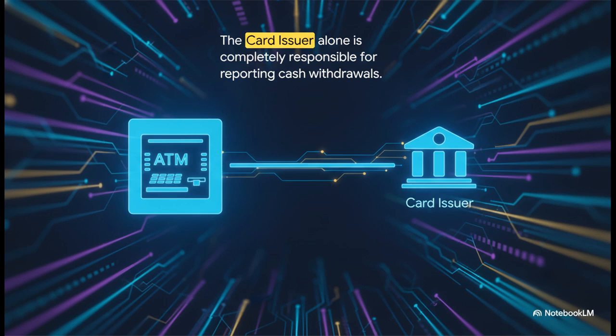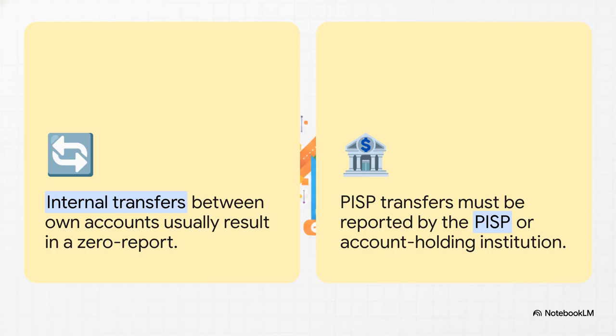Nice and easy. Now, you really have to actively differentiate between internal own account transfers, say a user moving money from their checking to their savings account within your banking app, and transfers initiated by a PISP. Those internal transfers actually fall under a specific PSD2 exception and usually just result in a zero report. But for PISP transactions, the payment initiation service provider themselves or the account holding institution acting as one must report the data depending entirely on the flow direction.